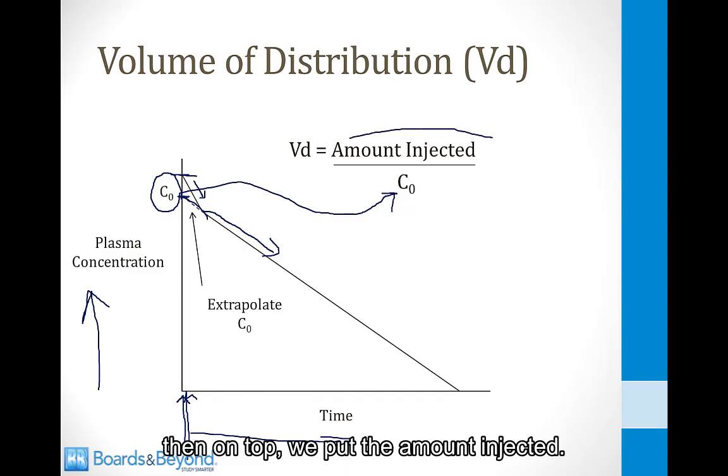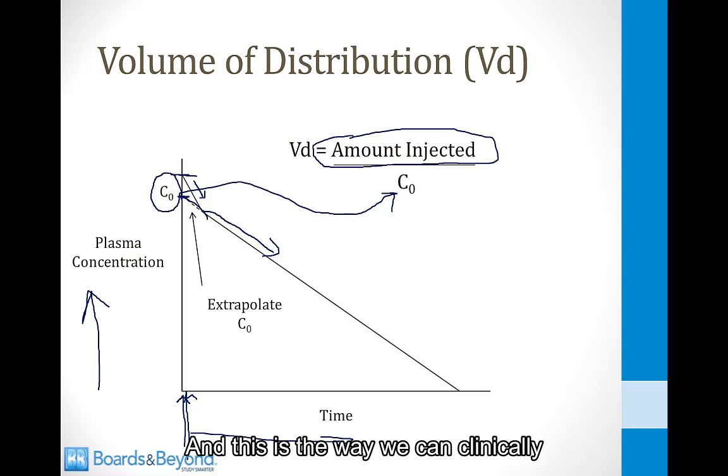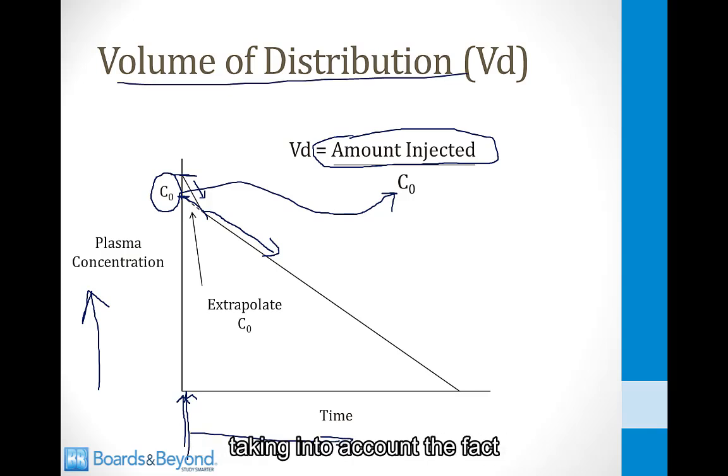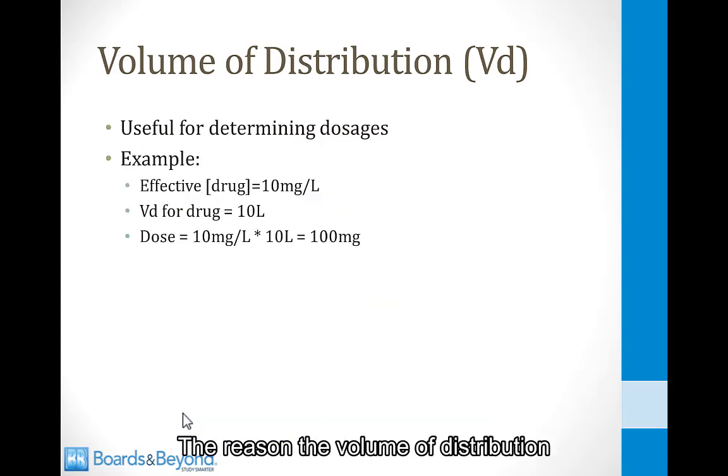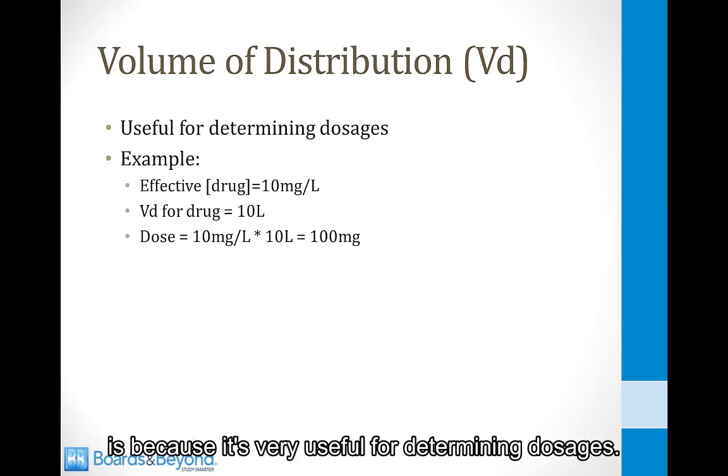Then on top, we put the amount injected. And this is the way we can clinically measure the volume of distribution, taking into account the fact that the drug concentration is changing as it's being eliminated from the body. The reason the volume of distribution is such an important concept is because it's very useful for determining dosages.